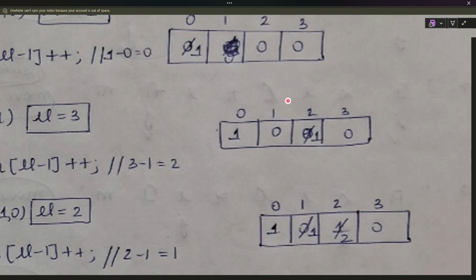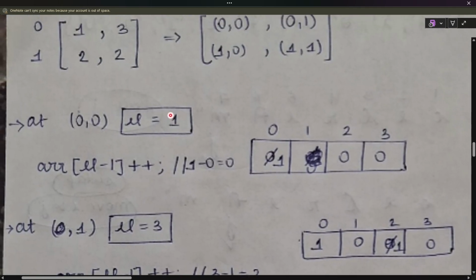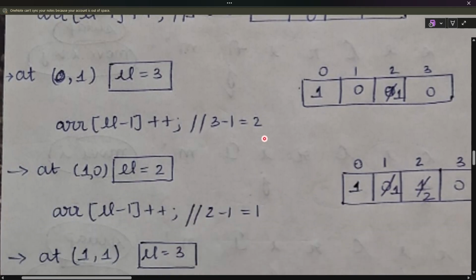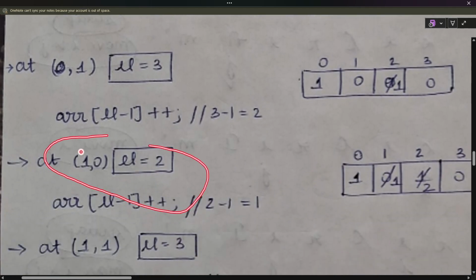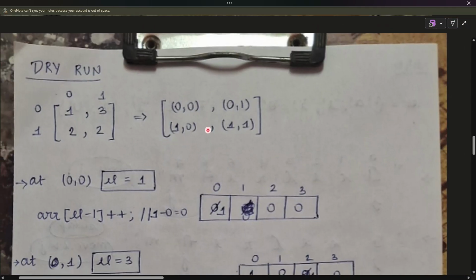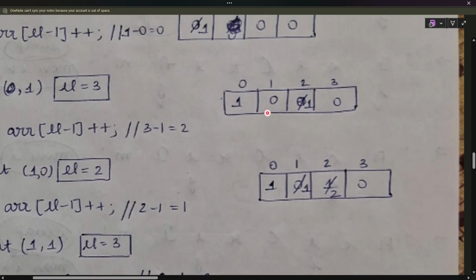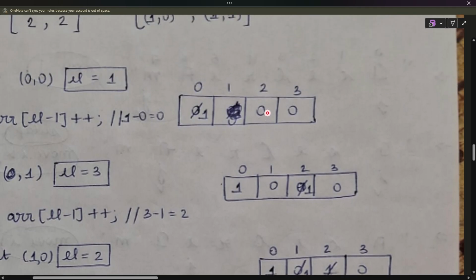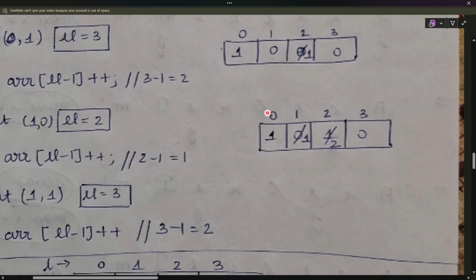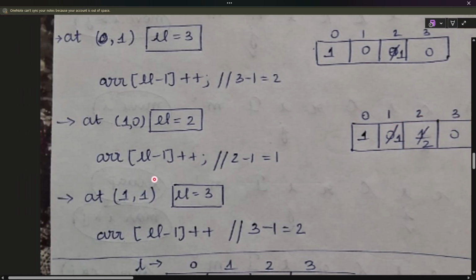The lowest element, what will it be? It will be 1. So we can just maintain it. That's not a big deal. Then we come to 1 comma 0. What is the element? 2, right? So we have just increased its frequency. Wait, just a second. Okay, so I have done it twice here. At 1 comma 1, the element is 3, right?